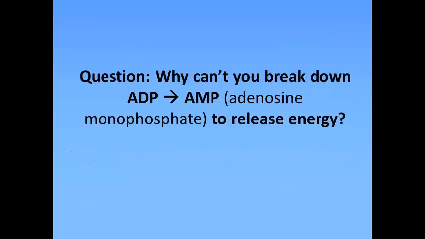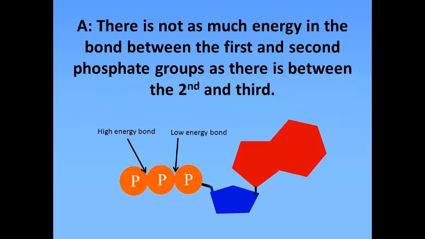Another question you might have is, why can't you just break down ADP into AMP, or adenosine monophosphate, to release energy? Why do we have to have 3 phosphates? Why not just go from 1 to 2? Because there is not as much energy in the bond between the first and second phosphate groups as there is between the second and third.